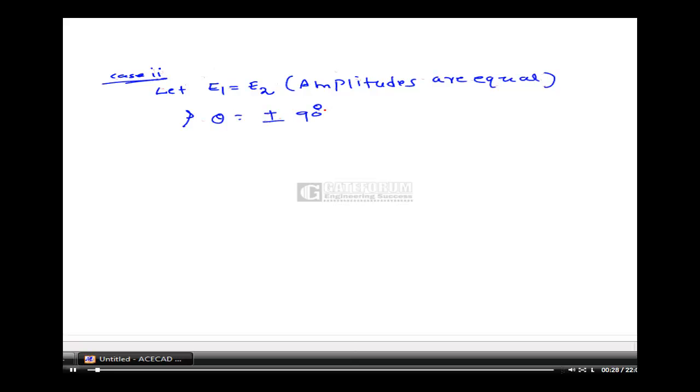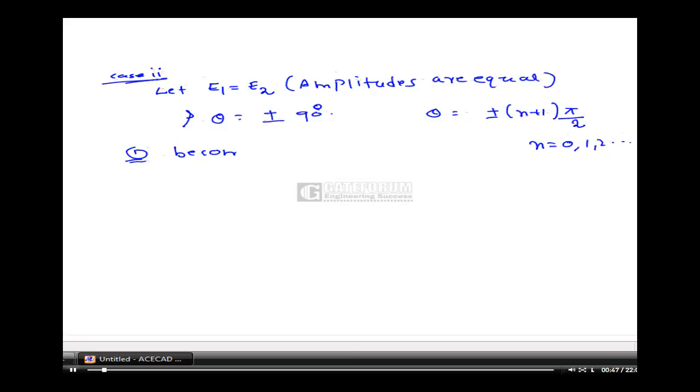In this case, what we are taking is let E1 is equal to E2. That is, amplitudes are equal and theta is equal to plus or minus 90 degrees. Or in general, theta is equal to plus or minus (n plus 1) into pi by 2, where n is equal to 0, 1, 2. Theta is equal to either plus or minus 90 degrees.